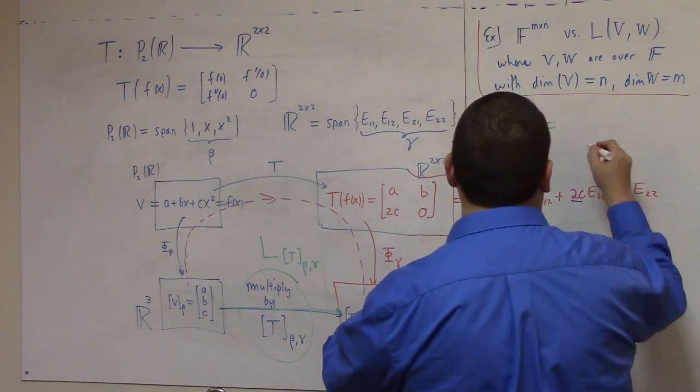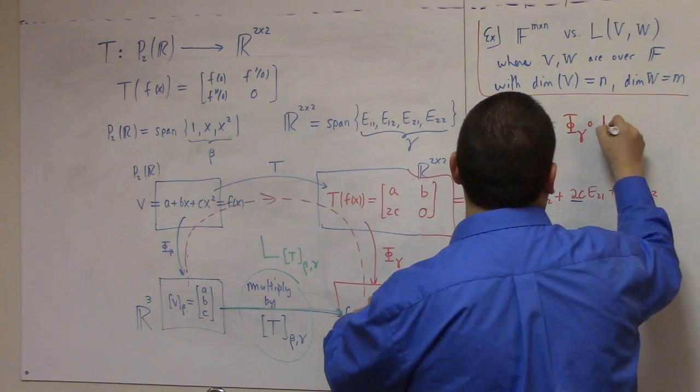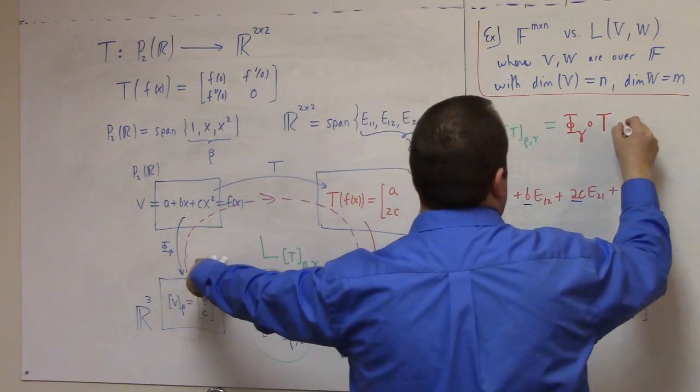So this trip would be last comes first. So phi gamma. That's the last thing to hit the argument. Composed with T. And then the first thing was phi beta inverse.